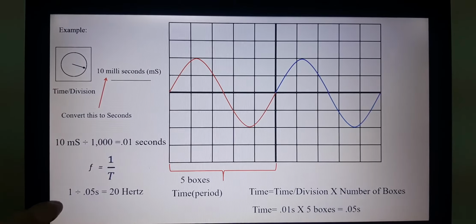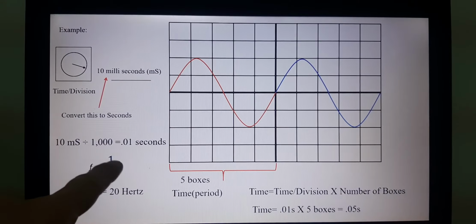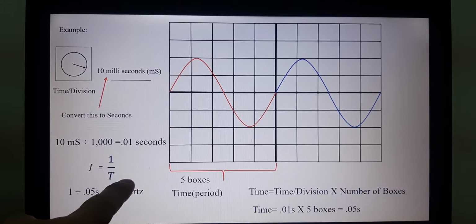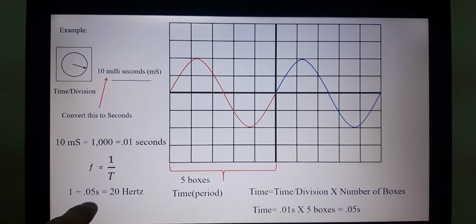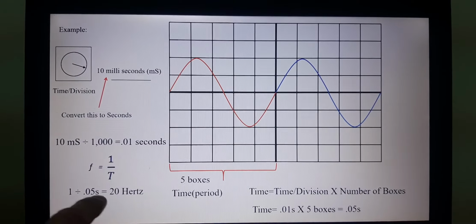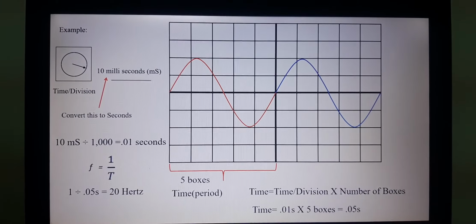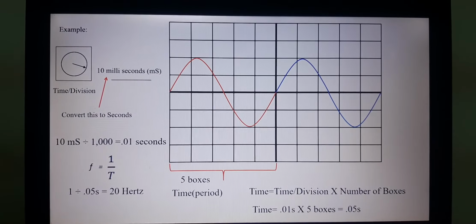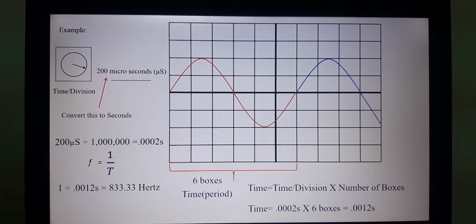To compute for the frequency, we have F is equal to 1 divided by T, or time. So 1 divided by 0.05 seconds is equal to 20 hertz. I hope you can follow this second example. It is very clear. I make it very simple for you to understand. Let us proceed to the next example.